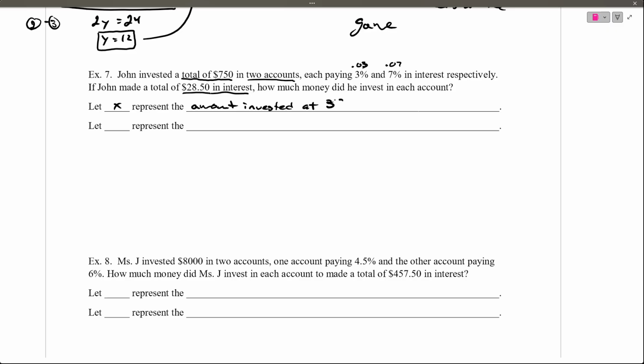That's the worst 3 ever. 3%. And Y will be the amount invested at 7%.